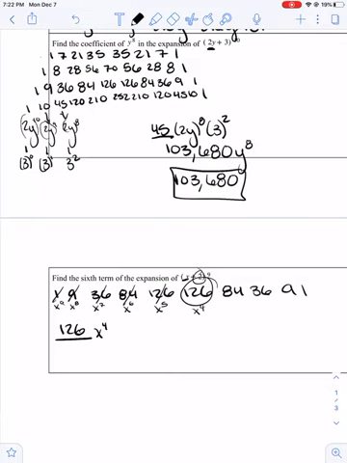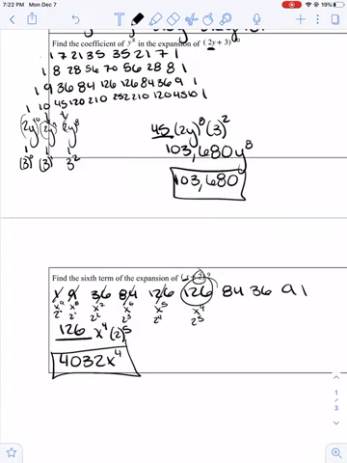And then what about that 2? Now we're going to figure out what the 2 is going to be too. If we start out 2 to the 0, 2 to the 1, 2 squared, 2 cubed, 2 to the 4th, 2 to the 5th, so our 2 is going to be to the 5th power. If we do 2 to the 5th times 126, we will get that this is 4,032 x to the 4th. And that is the 6th term in that sequence.